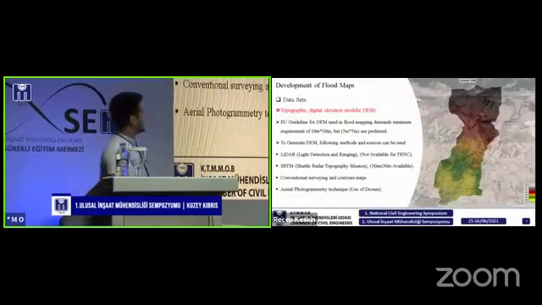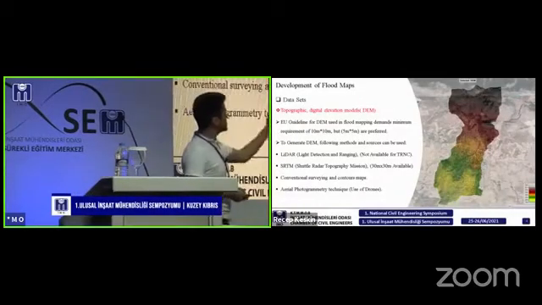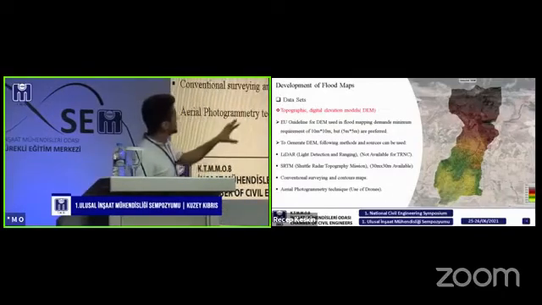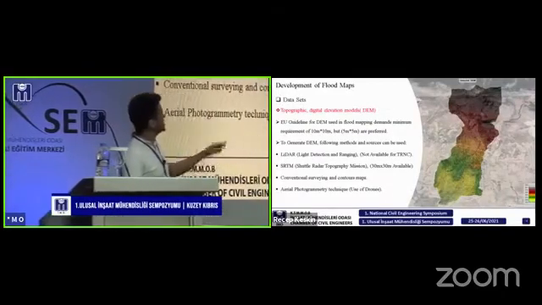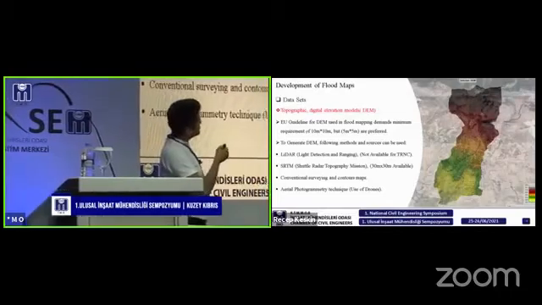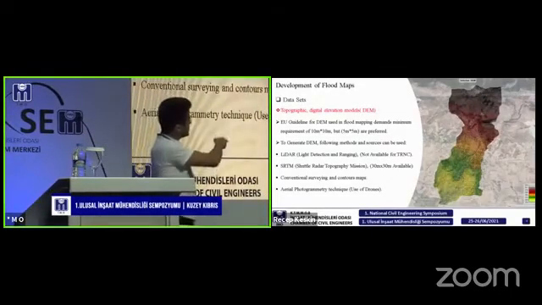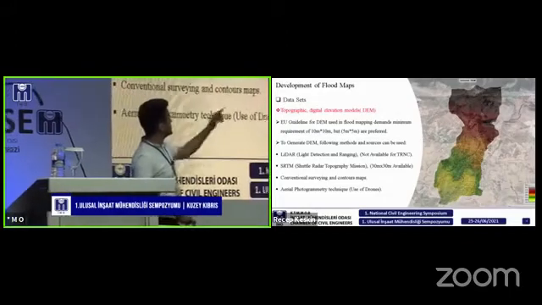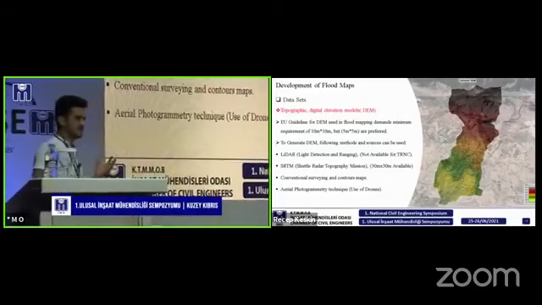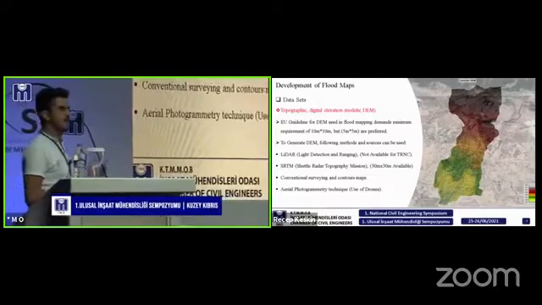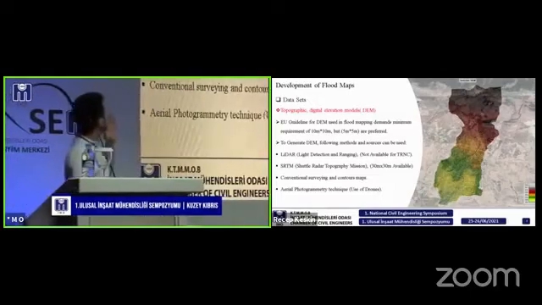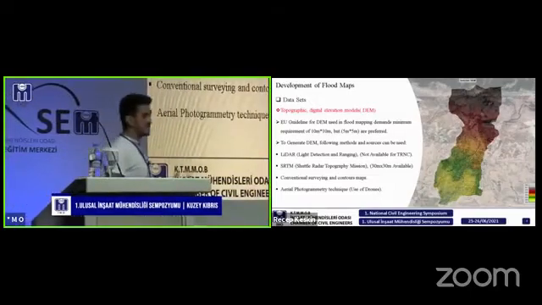So in order for us to develop flood maps, as you can see on the left side, there is this Dikmen area that I'm working on. The flood is coming from this mountainside to the city area there. So we are trying to develop flood maps to see which areas are under risk. So for that, we need certain data sets.